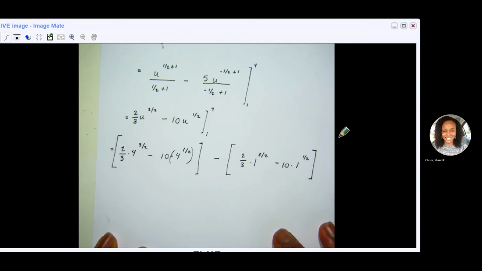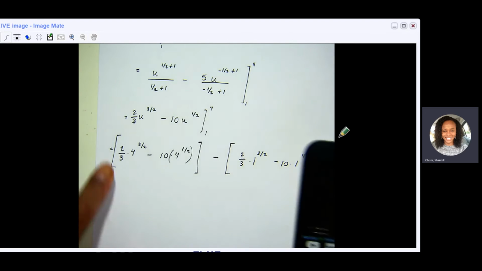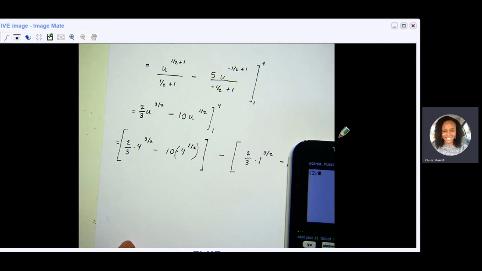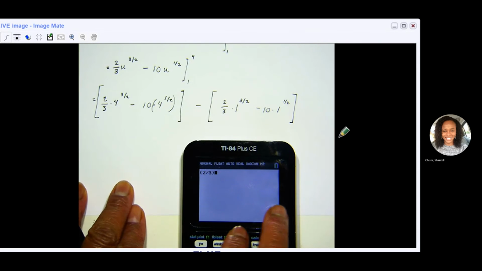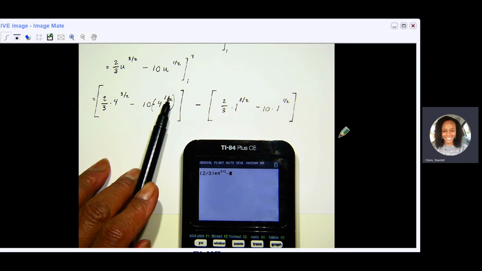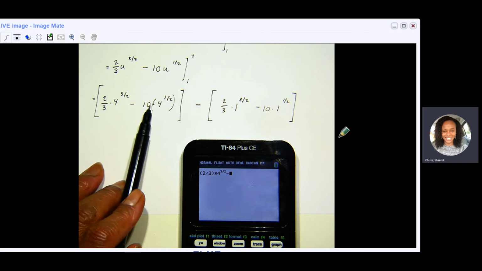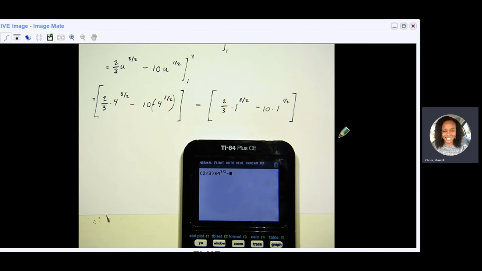Okay, so let's clean this up. All right. So 2/3 times 4 raised to the 3/2 power. All right, then minus, and this is technically just 2. 4 to the 1/2 power is the same thing as the square root of 4. That's just 2. So this is minus 10 times 2. So let's just say 20 right there, minus 20.